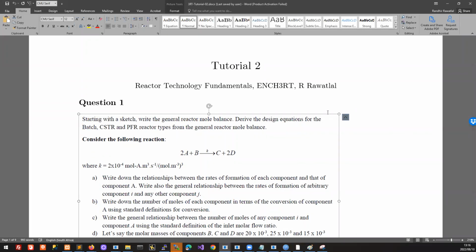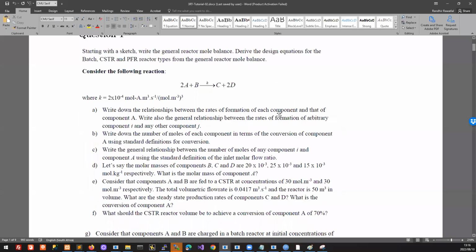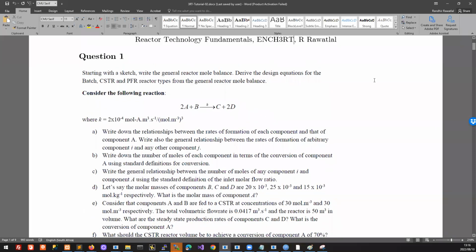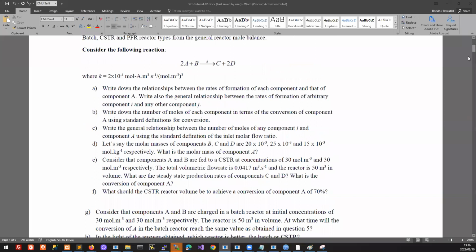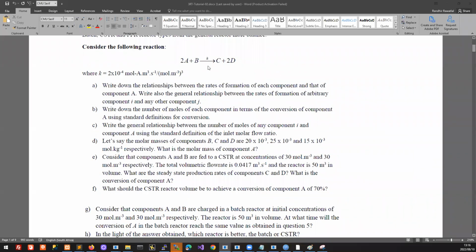Okay, so this tutorial, this is the one we've been looking at. And I'm actually not so sure how much to cover up this first part, just doing the basic mole balances. But anyway, let's just talk through it, and you can tell me whether you'd like me to speed up or slow down or whatever it is.